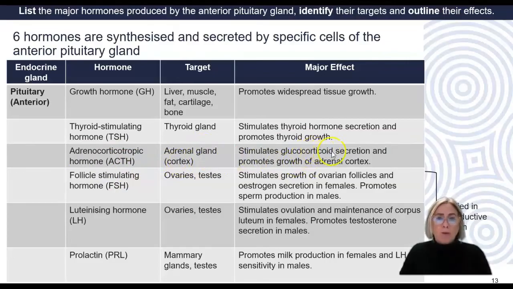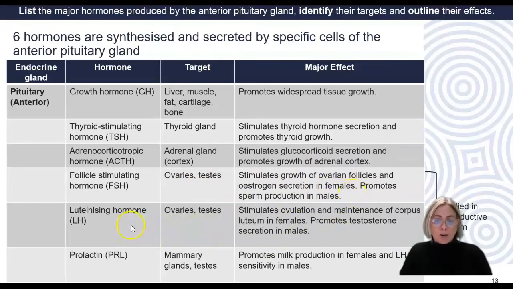So when we're thinking about glucocorticoids, we're mainly talking about cortisol. And it will also promote growth of the adrenal cortex as well. We have follicle stimulating hormone. Its target is the ovaries and the testes, and it will stimulate growth of ovarian follicles and estrogen secretion in females and promote sperm production in males.